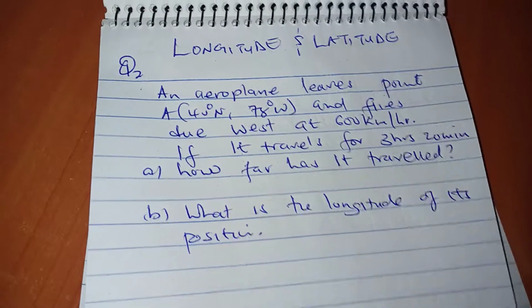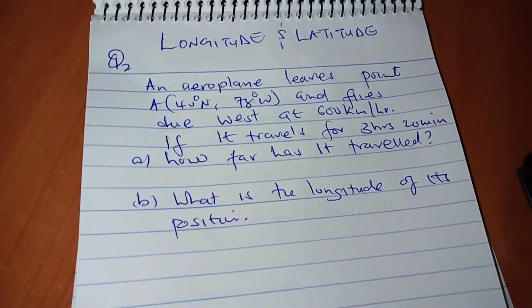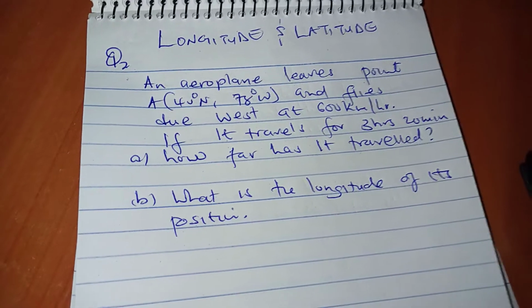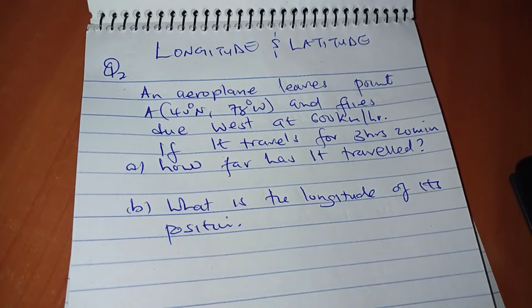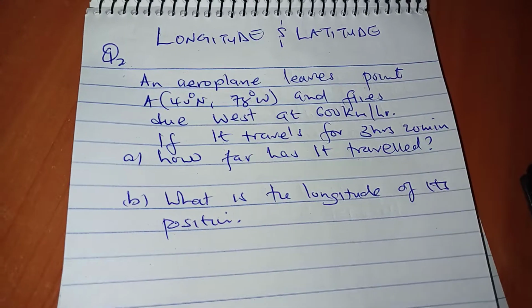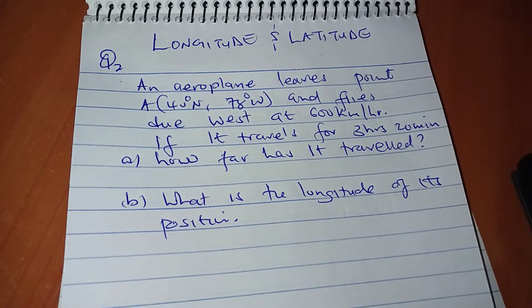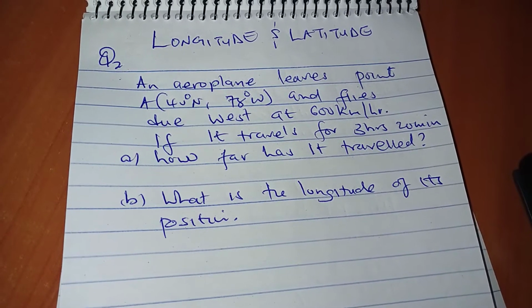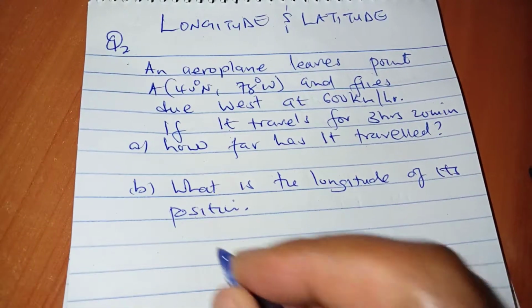This is my second question on this topic, so I'll be glad to take you through. An aeroplane leaves point A, 40 degrees north, 78 degrees west, and flies due west at 600 kilometers per hour. If it travels for 3 hours 20 minutes, how far has it traveled? What is the longitude of its position? So without much ado, let me get started.